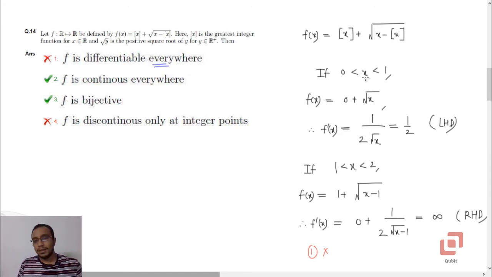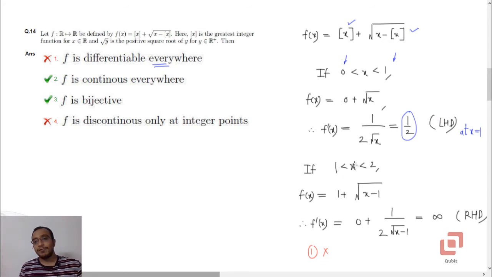Okay, we will consider the values of x which are between 0 and 1, because for all of them box x is equal to 0, so we can treat this function as root of x. Now if we are finding the LHD at 1, what will it be? We need to use this definition, root x. So f dash of x is going to be 1 upon 2 root x, and if we let x be 1, it is going to be 1 upon 2. So this is the left hand derivative.